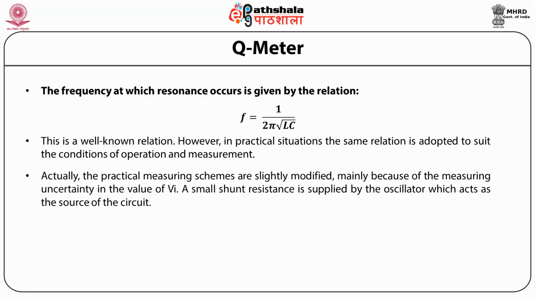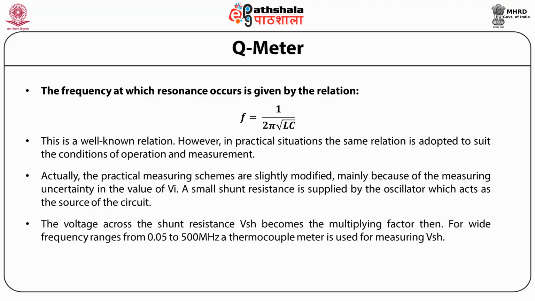Actually, the practical measuring schemes are slightly modified, mainly because of the measuring uncertainty in the value of Vi. A small shunt resistance is supplied by the oscillator, which acts as the source of the circuit. The voltage across the shunt resistance VSH becomes the multiplying factor then.